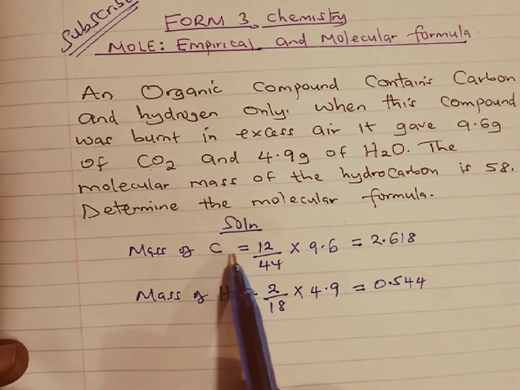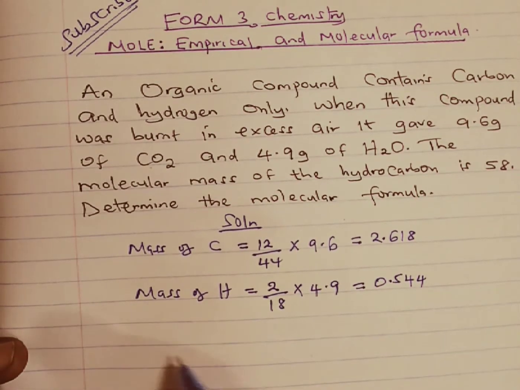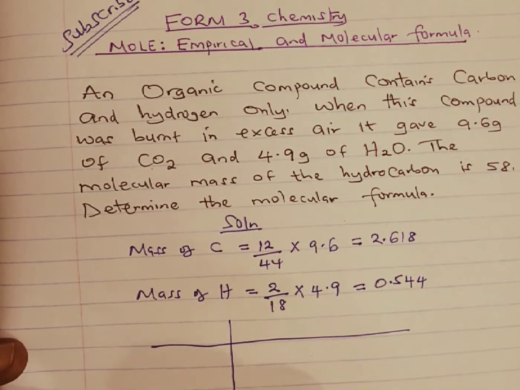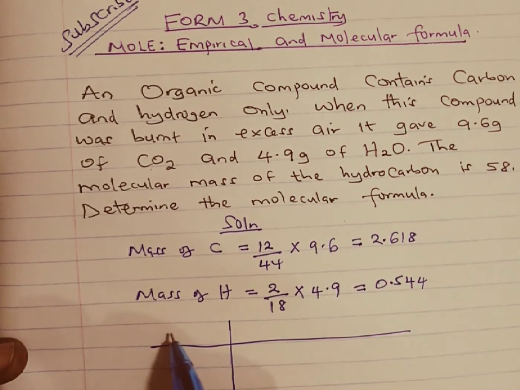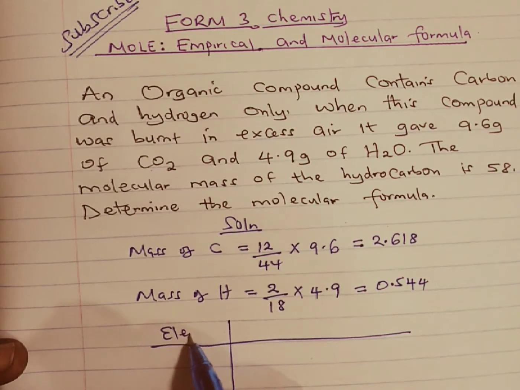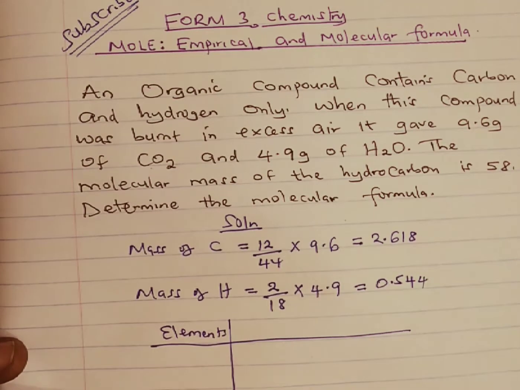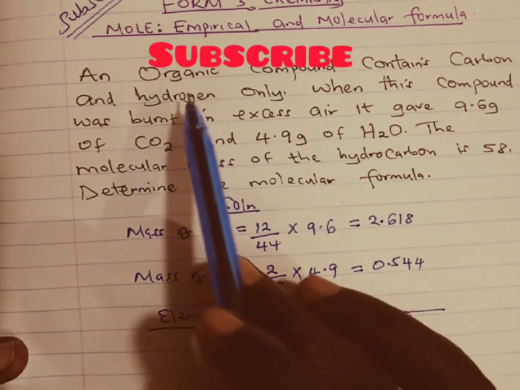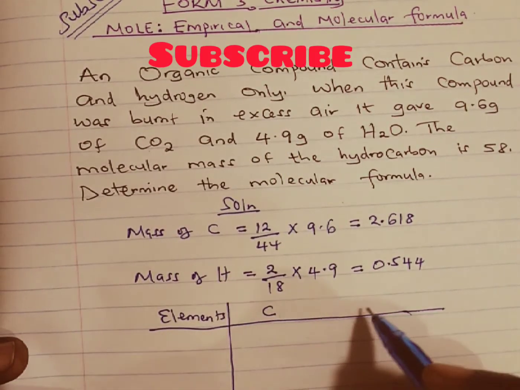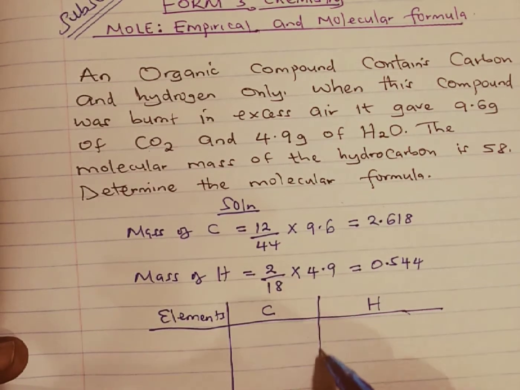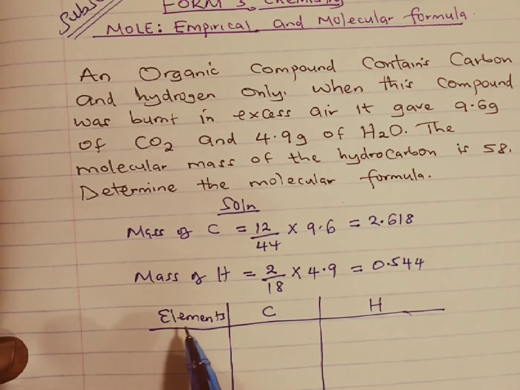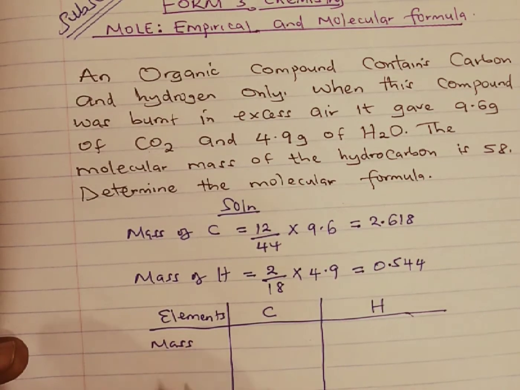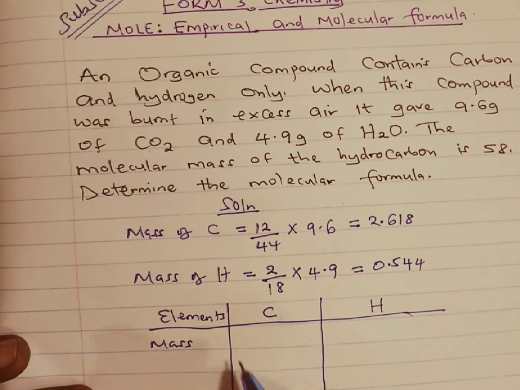Having gotten the mass of carbon and that of hydrogen, we can now move down and calculate the empirical formula. To calculate the empirical formula, we have to identify the elements present in that compound. And the elements present in this compound, since it's a hydrocarbon, we have carbon and hydrogen.